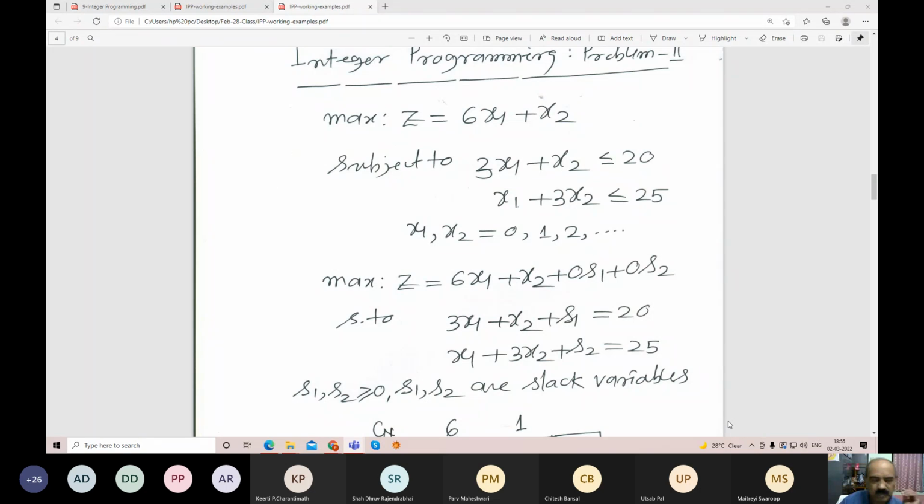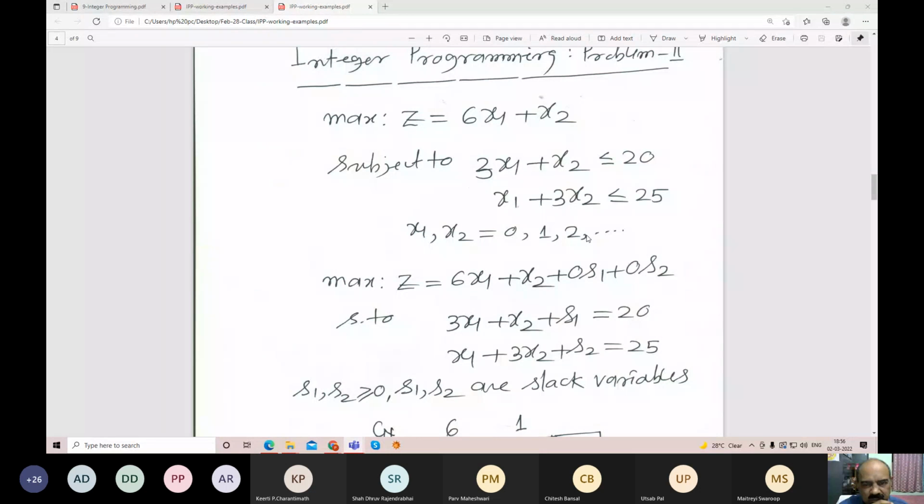The second problem, we like to maximize z equal to 6x1 plus x2, subject to 3x1 plus x2 less than or equal to 20, x1 plus 3x2 less than or equal to 25, and x1 and x2 are integers. They're non-negative integers, including 0, 1, 2, 3, etc. Okay, so for this problem, can you guess the solution?